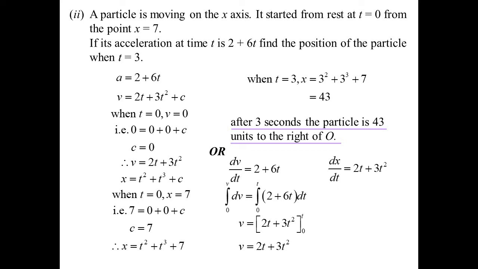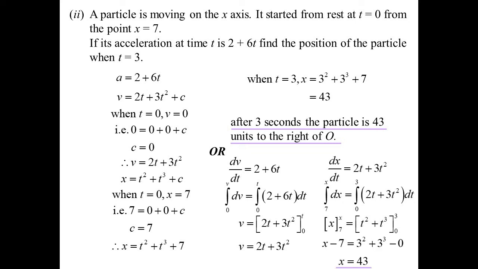Now for dx dt, separate the variables. We were told that at t equals 0, x was 7. So they'll be the lower limits of my integral. When t is 3, so that's the upper limit, what's x? Now, because it's not going from 0 to v nicely like the last one, I can't just write down v, or in this case x. I've got a definite integral. It integrates to be x. Subbing in from 7 to x, we get x minus 7.